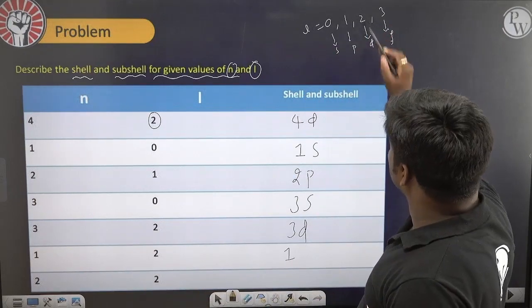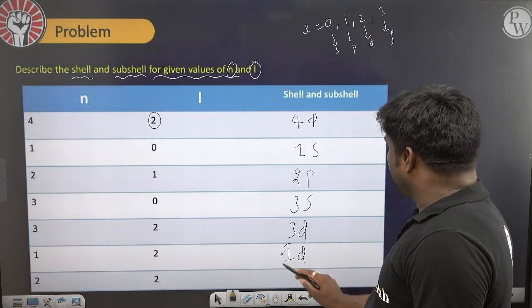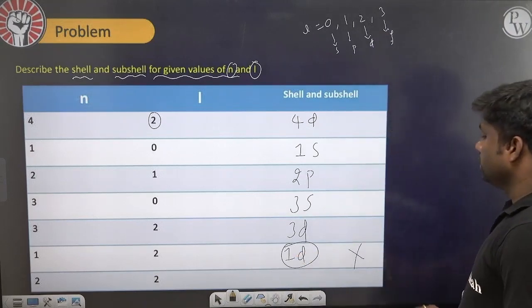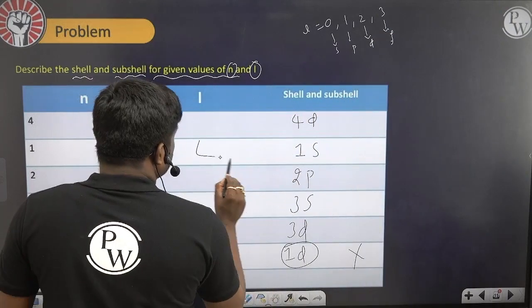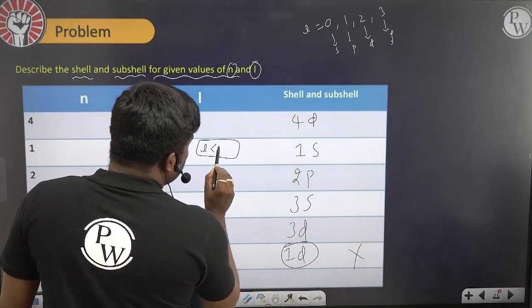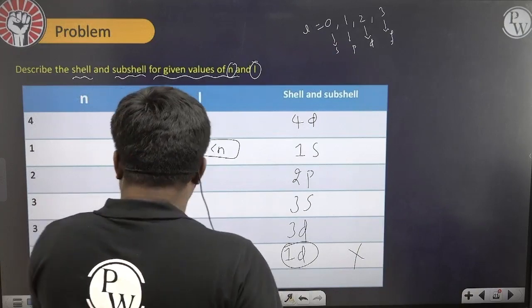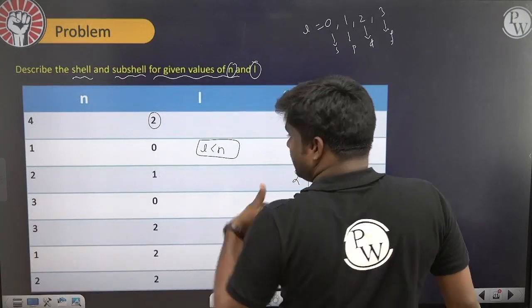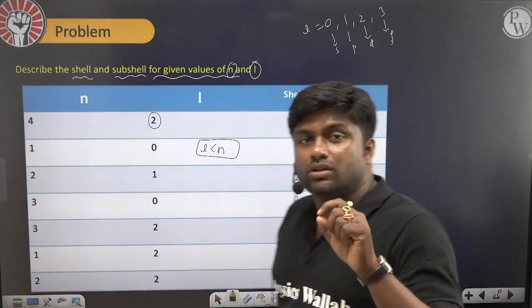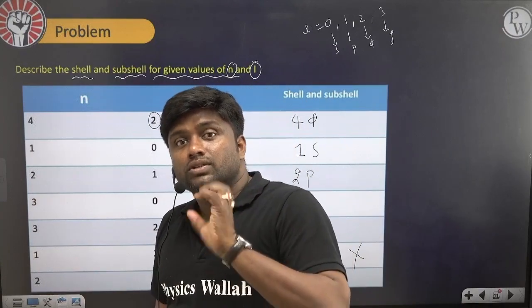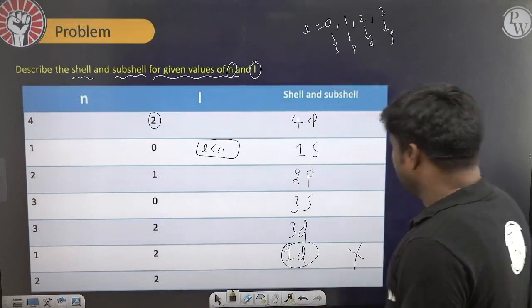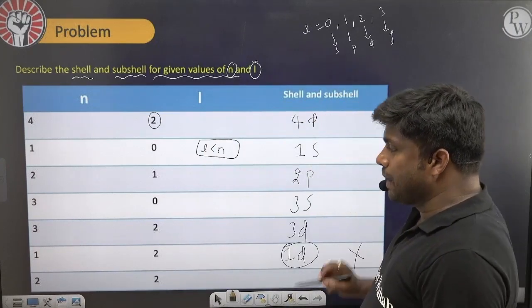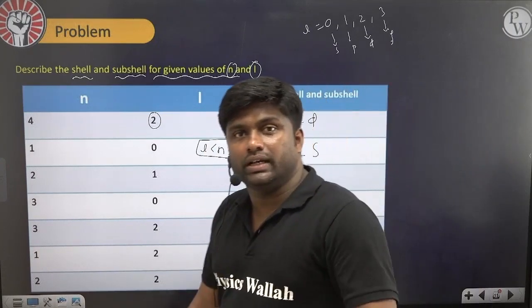N value 1, L value 2, 1D. Is 1D possible? Because always your L value should be less than N value. But here L value is greater than N value. Because L values are 0 to N minus 1. It will always be less than N. This will not actually happen. You will be getting one question like this also.